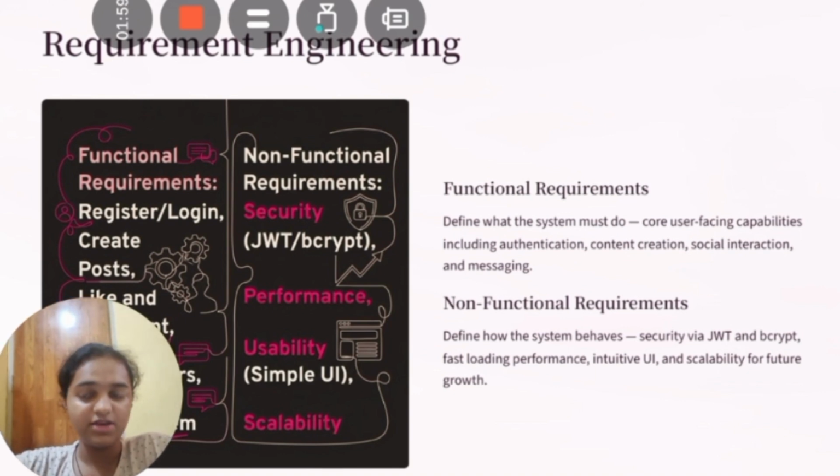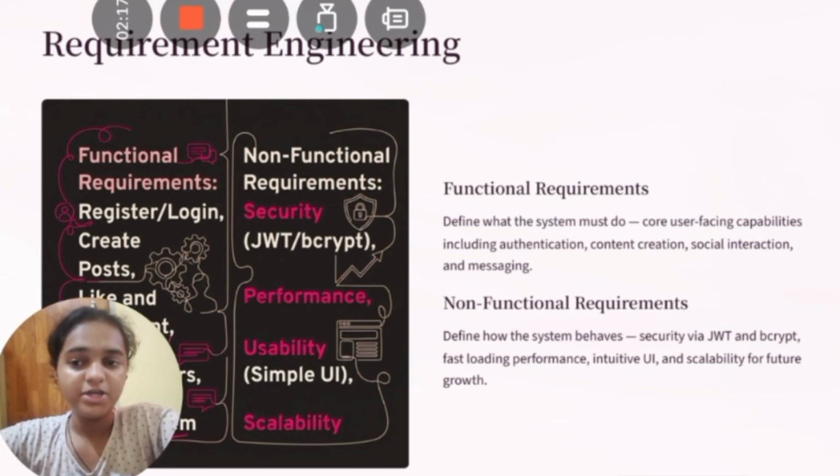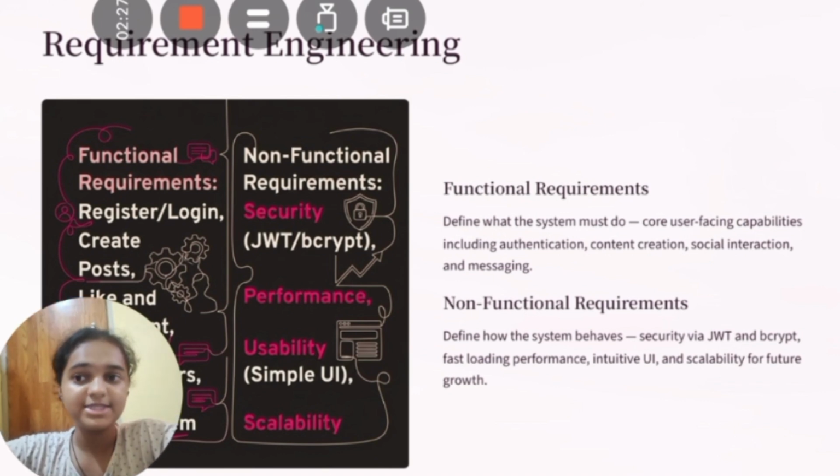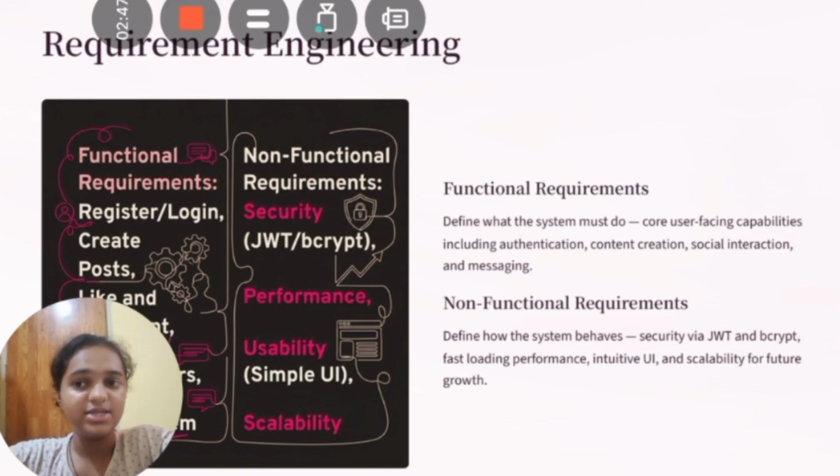Next, the non-functional requirements, which define how the system should perform. For security, JWT authentication and bcrypt for password hashing. For performance, the system is designed to load quickly and handle user actions smoothly. For usability, the interface is simple and similar to Instagram, so users can easily navigate. And for scalability, MongoDB is used to handle large amounts of data efficiently. So overall, requirement engineering ensures the system is both functional and efficient.